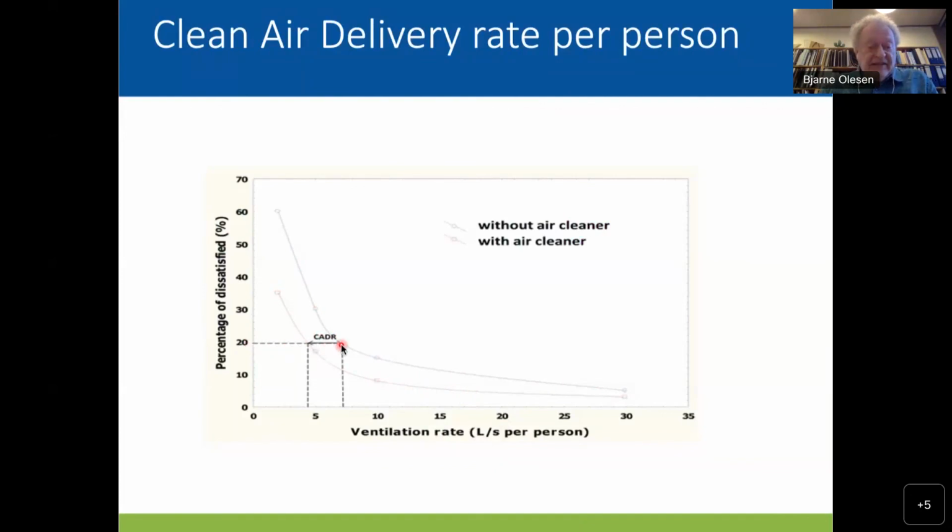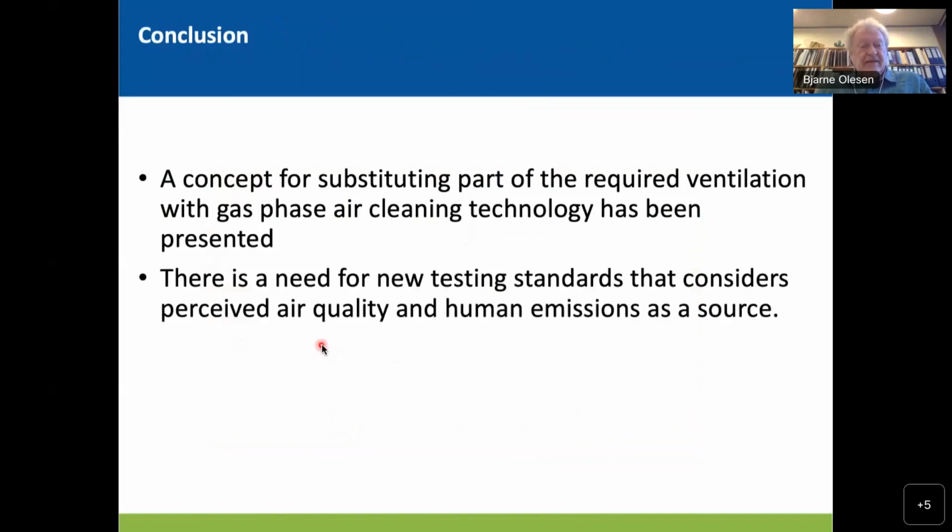dissatisfied, and we can see at this level the difference, and this is the clean air delivery rate, was in the order of 2.5–3 liters per second per person. And that means that's how much we then could reduce the amount of air to get the same air quality. And this is the kind of information we want to establish with a test.